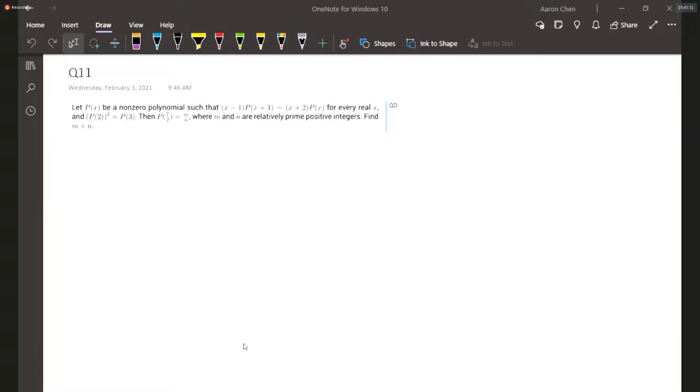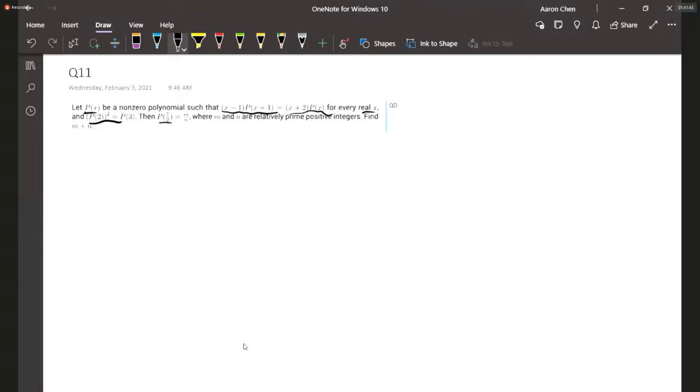All right, so I'm going to go over this problem now. You have that p of x is a non-zero polynomial, and you have that (x minus 1) times p of (x plus 1) equals (x plus 2) times p of x. And this holds true for every real x. You're also given that p of 2 squared equals p of 3. And so you want to find p of 7 halves.